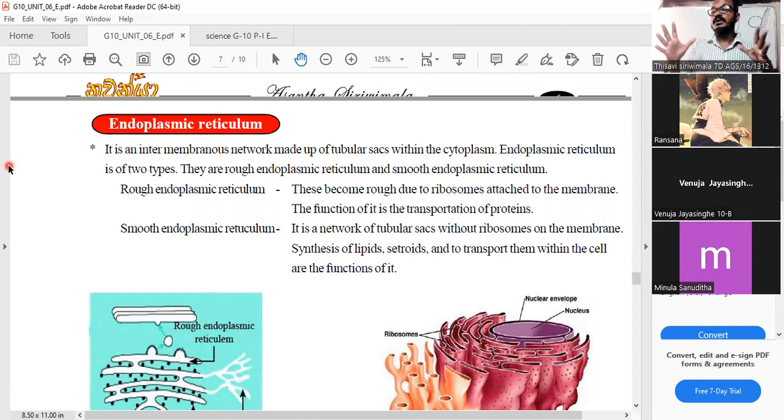Now we know ribosomes synthesize proteins. Those proteins are transported by the rough endoplasmic reticulum organelle. Then smooth endoplasmic reticulum. It is a network of tubular sacs without ribosomes on the membrane. Synthesis of lipids and steroids. Again, lipid components are produced within them, which are needed by the cell. So this is the note that you have to write.